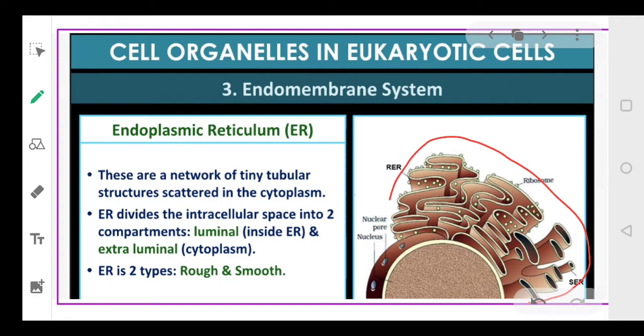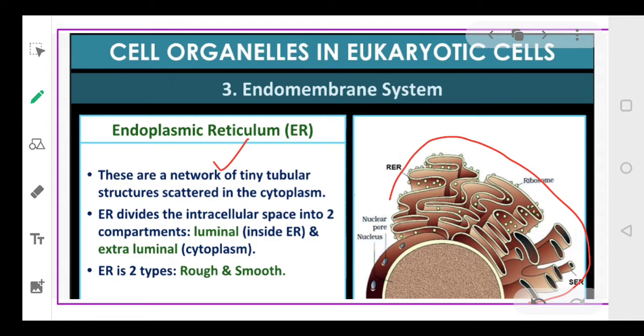As you can see, this is present around the nucleus. These are basically a network of tiny tubular structures which are scattered in the cytoplasm, and the ER divides the intracellular space into two compartments. तो जो आपका ER है, ये आपका intracellular space को दो compartments में divide करता है. One is inside the ER, another is the cytoplasm.